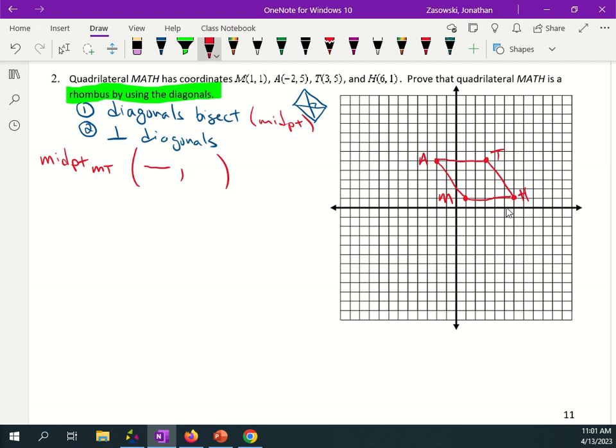So add the x's. So M, the x is 1, plus T is 3, divided by 2. And the y's is 1 plus 5 divided by 2. And so we end up getting 2, 3, right? So we get 4 divided by 2 is 2, 6 divided by 2 is 3. So I better get the same thing when I do the midpoint of AH.